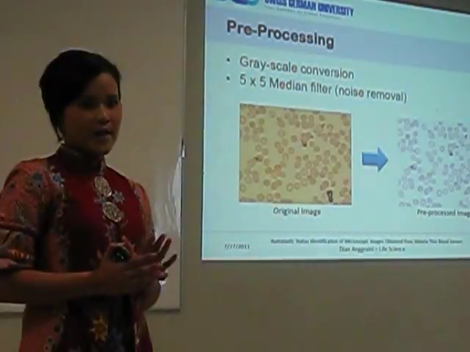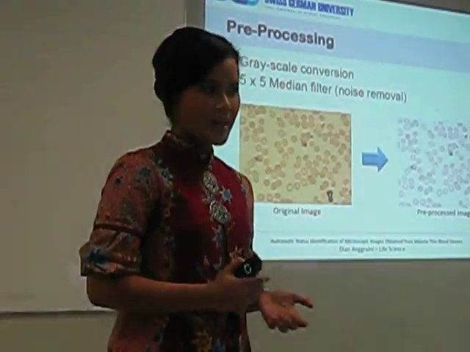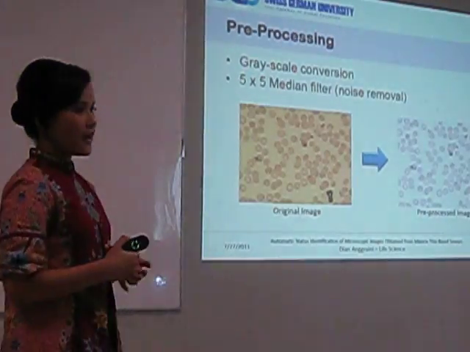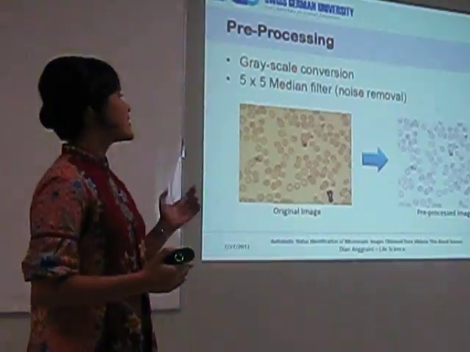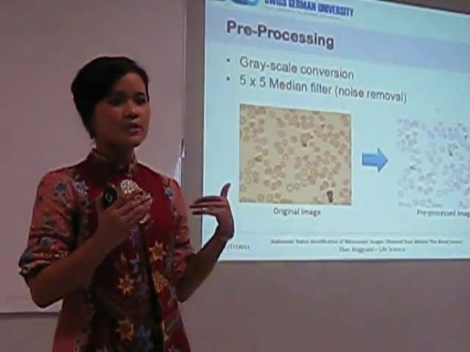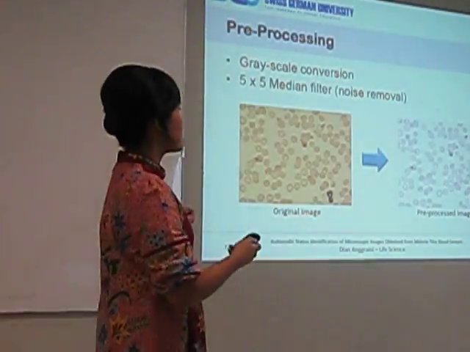Blood microphotographs actually exhibit some degree of color variability, and we found that grayscale conversion followed by a 5x5 median filter removes the noise without compromising the parasite detail. So it removes the noise that we do not want in the image, but it did not delete the parasite detail.